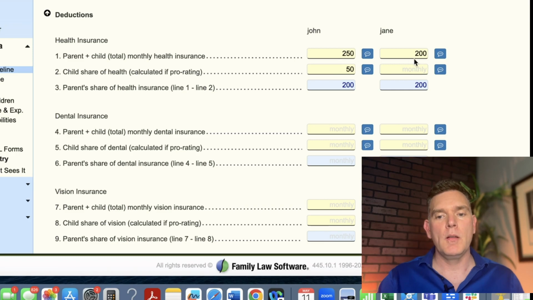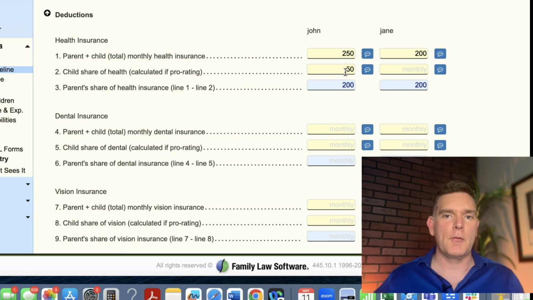Make absolutely sure that the amount that both parents are paying for their own health insurance is accurate, like you've seen documents in your discovery. Look at the other parent's pay stubs. You'll see exactly how much comes out if it's employer health insurance.